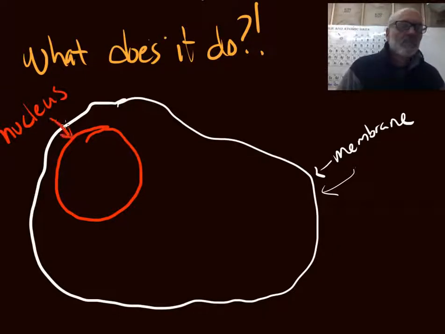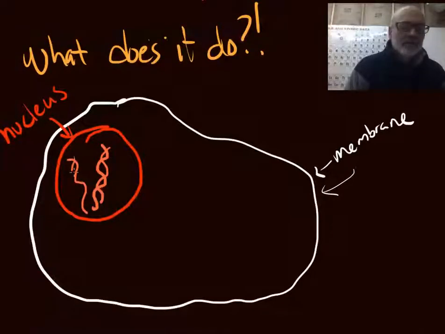Nucleus. Most important part of the cell. It's extra protected in our cells. It also has a membrane surrounding it. And the reason it's so protected is that it has inside of it our DNA. Very important chemical in our bodies, in any living thing. Any living thing that has cells has a nucleus.